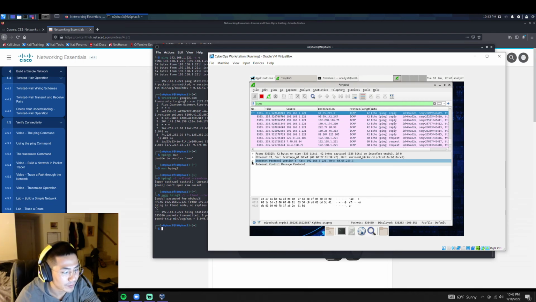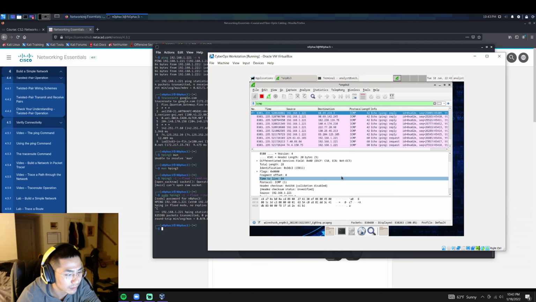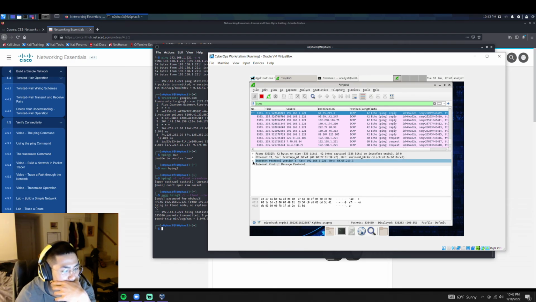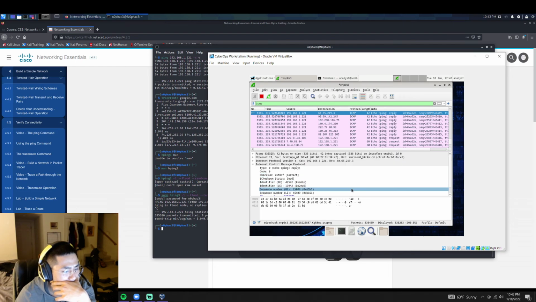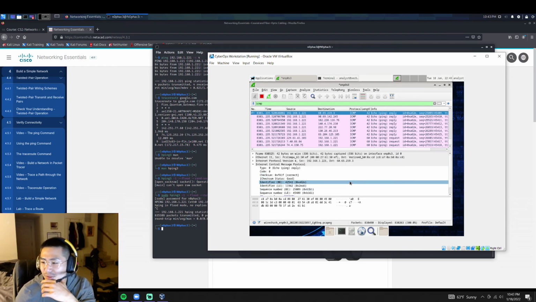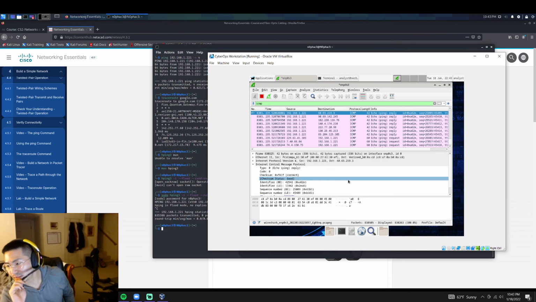Let's see. If we go into layer 3, actually it would be layer 4, correct? Because it's ping, there's no port, right? Because port is going to be layer 4.